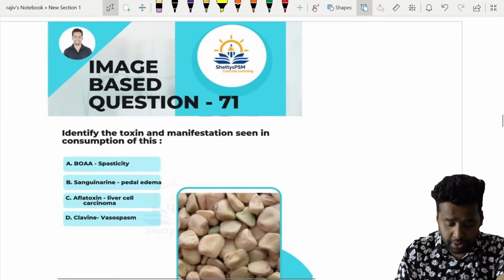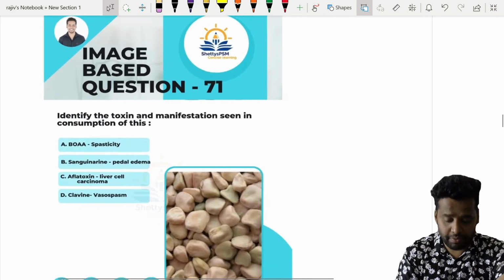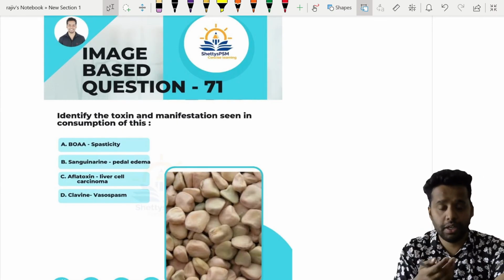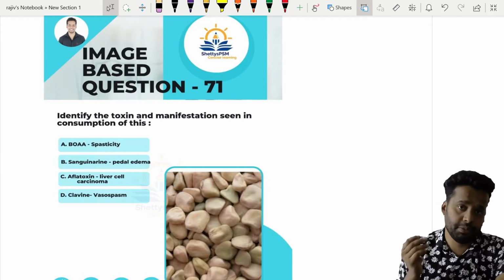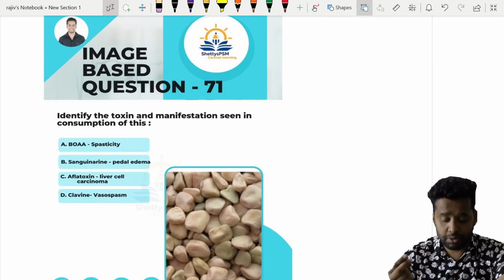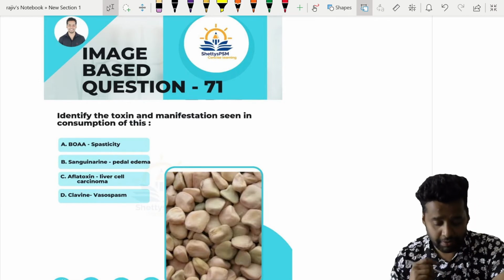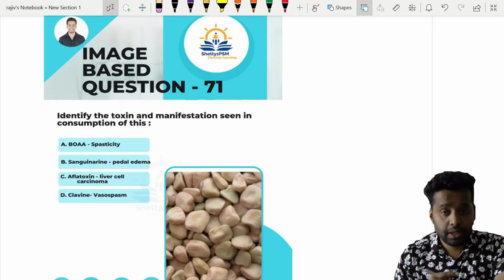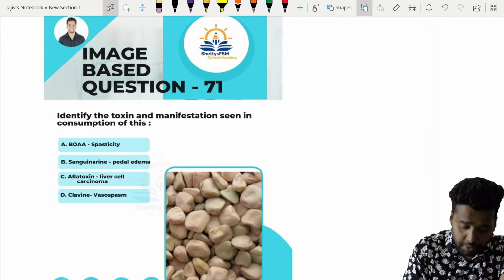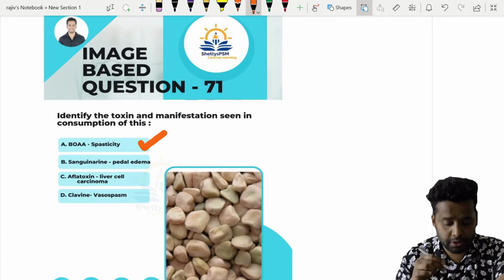What you are seeing is kesar dal. It's not kesar that you are checking, it's having that cover. Once you remove the cover, that dal looks like har dal. Har dal or kesar dal almost look the same, saffron in color. And now in this image shown in the exams, that was having a cover. So once you remove that cover, you'll get that kesar dal. Good. Lathyrus sativus, kesar dal, is having the toxin BOAA. That BOAA is responsible for spasticity. This was the question. BOAA responsible for spasticity.